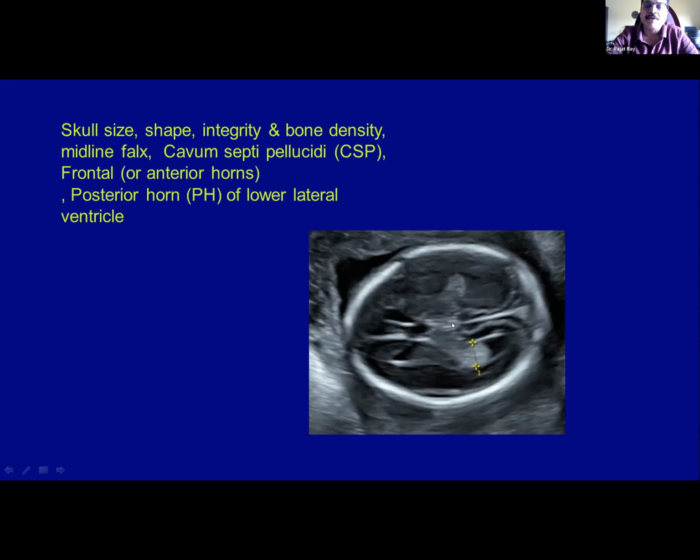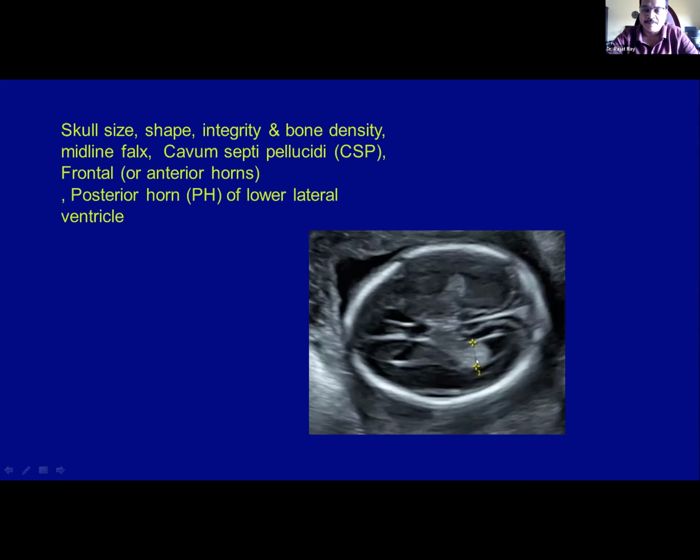And you are seeing the midline falx. Anteriorly, you are seeing the cavum septum pellucidum, which is the deficit in the midline falx anteriorly, which is a square or triangular box. Then frontal or anterior horns, then posterior horns of the lateral ventricle. And you measure the posterior horn of the lateral ventricle at the level of the occipito-parietal sulcus. This is the occipito-parietal sulcus.